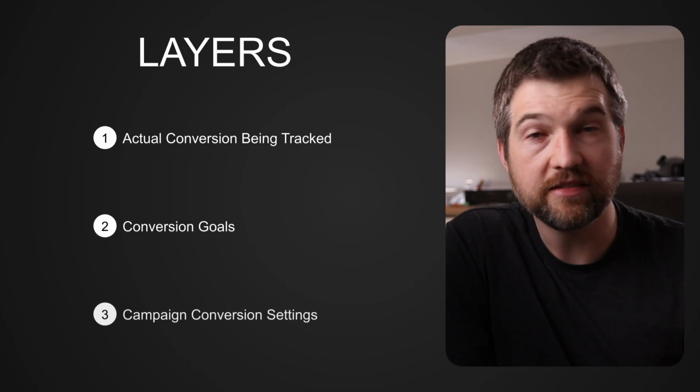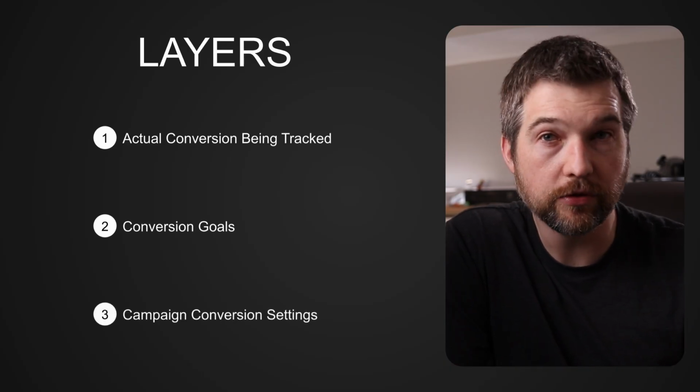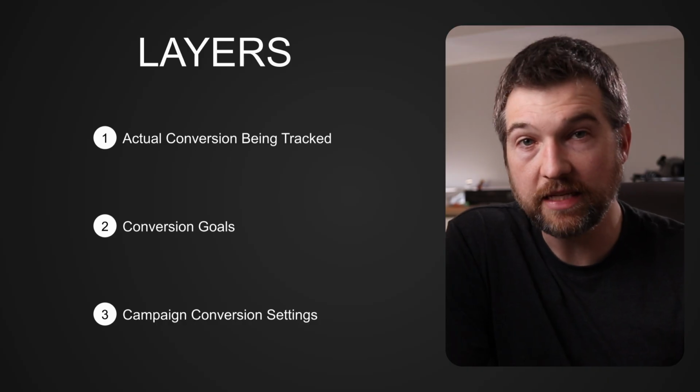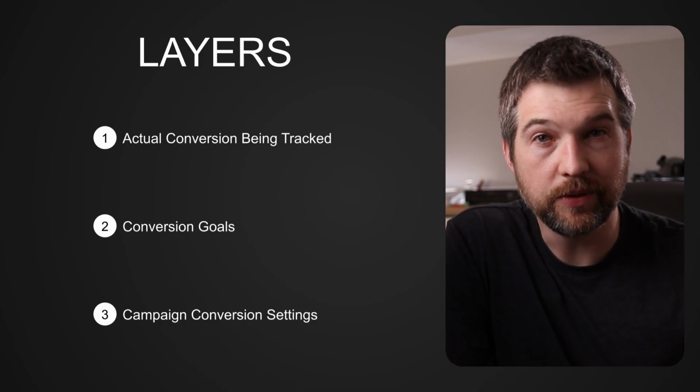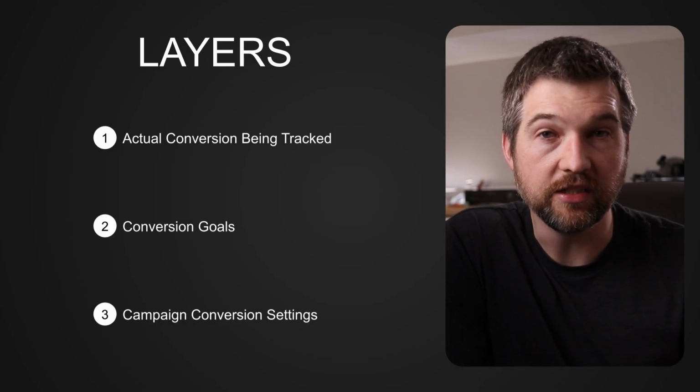Layer three is the campaign settings. This is where you decide whether a campaign uses your account goals or campaign specific goals. This is the steering wheel. This is what actually points that campaign at the right destination. So when a campaign is doing weird stuff, the issue usually isn't the bid strategy. It's one of these three layers sending the wrong signal.